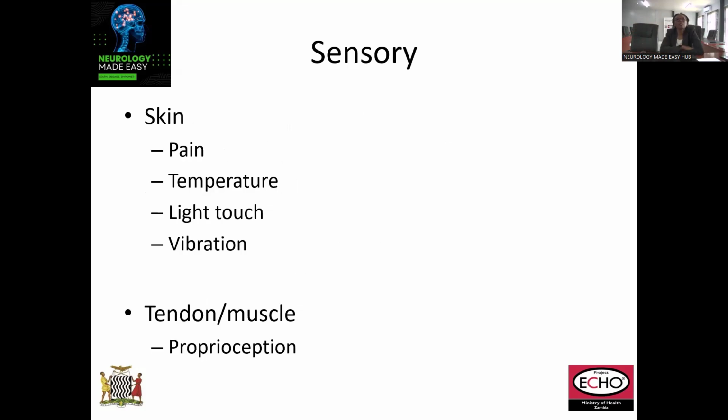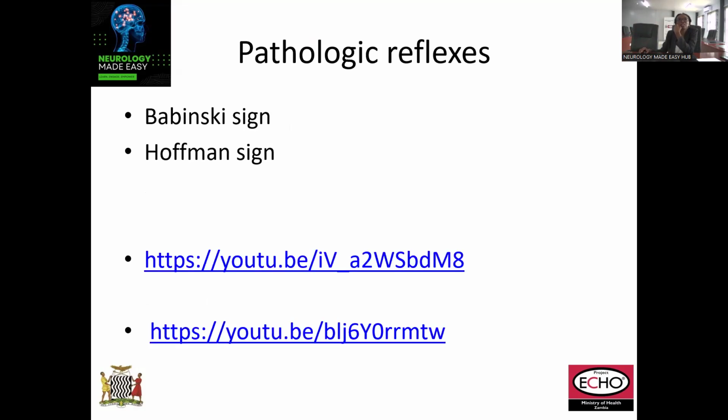Sensory exam, these are the sensory modalities you want to examine for. The video was able to show us pinprick, vibration, as well as proprioception. We can also do temperature. And then we also looked at the tendon reflexes. We have the Babinski sign and the Hoffman sign. So the Babinski sign was demonstrated in the lower limb exam.